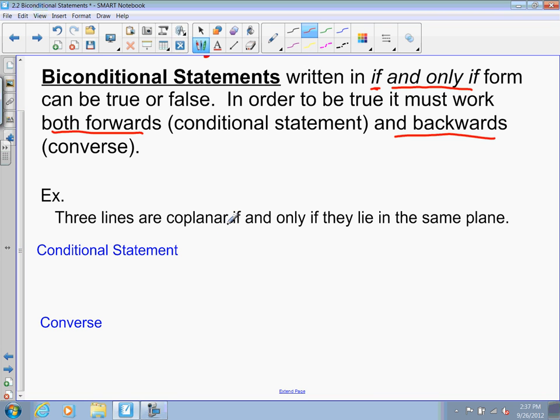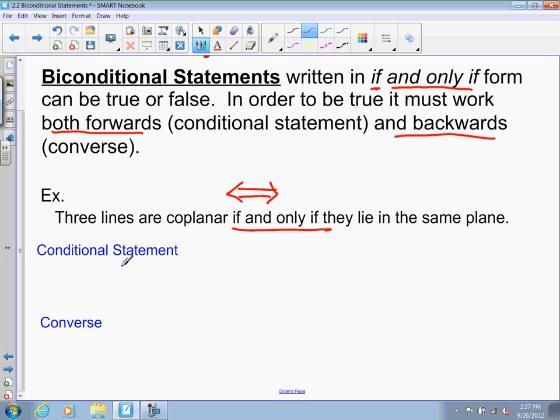3 lines are coplanar if and only if they lie in the same plane. So first, this is a biconditional statement. Biconditional means it works both ways. It works this way and it works that way. So it works as you read it left to right, but also if I read it backwards, 3 lines lie in the same plane if they are coplanar. If and only if they are coplanar. It works the other direction. So we can take a biconditional statement and rewrite it into a conditional statement.